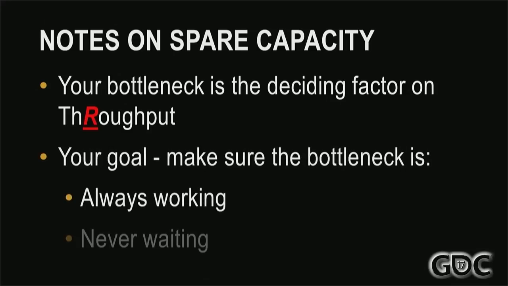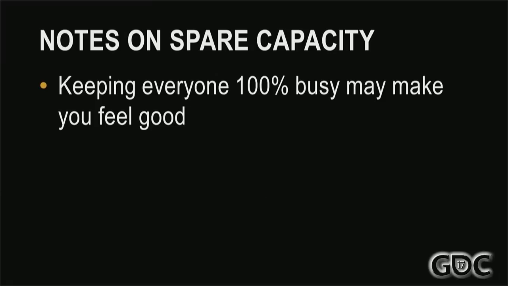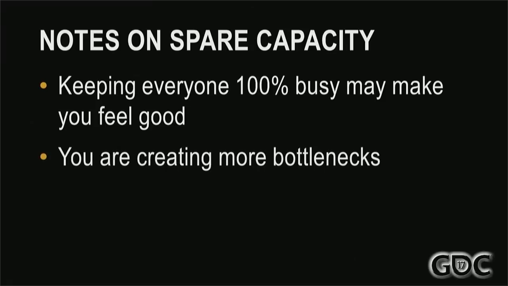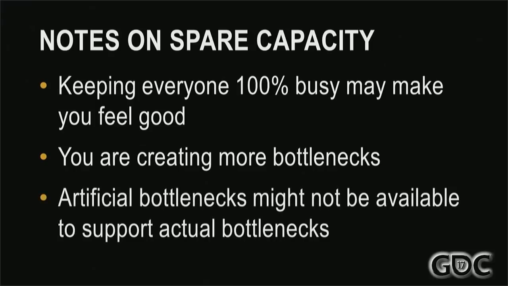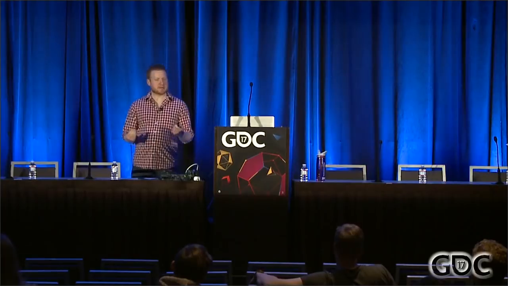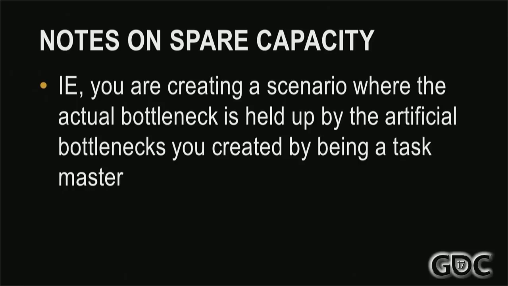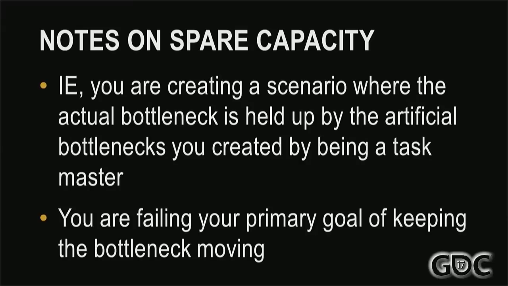So your goal as an operations manager is to make sure the bottleneck is always moving and never waiting on anybody else. Ramping everybody up to 100% utilization might make you feel good as a manager because you can be a little busy, but the reality is you're just creating more bottlenecks. And those artificial bottlenecks might not be able to support the actual bottleneck. So in our example, if you're tying up the rigger with a bunch of busy work just to make sure he's always working and earning his pay, the cinematic animators run out of work, they turn to the rigger and say, hey, we need another model. He says, I can't because John has me doing this other stuff. Which means you have created a scenario where the actual bottleneck is being held up by the artificial bottleneck you created by being a taskmaster. Which means you're failing your primary goal of keeping the bottleneck moving.